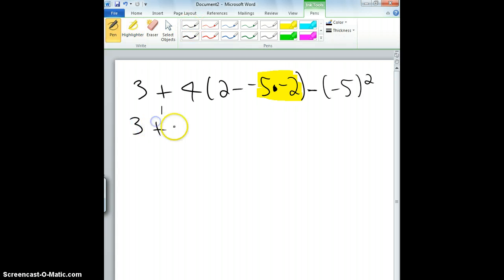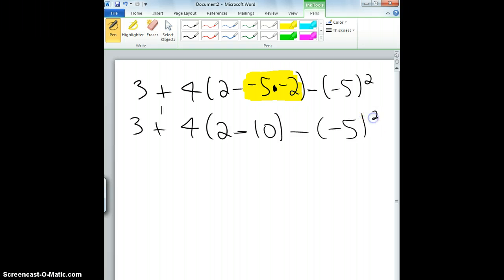And everything else we're not even going to touch. We're just going to bring it down. That negative is part of that, all right? So a -5 times a -2 is a +10, and then everything else comes down. We still have some math to do inside this parenthesis. We're going to do that next.